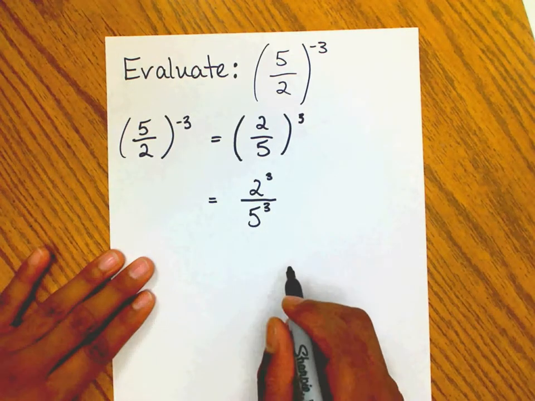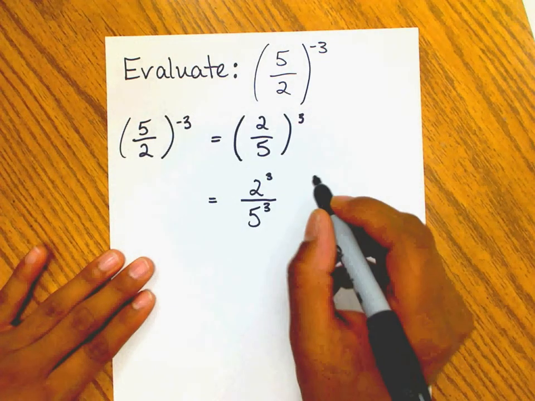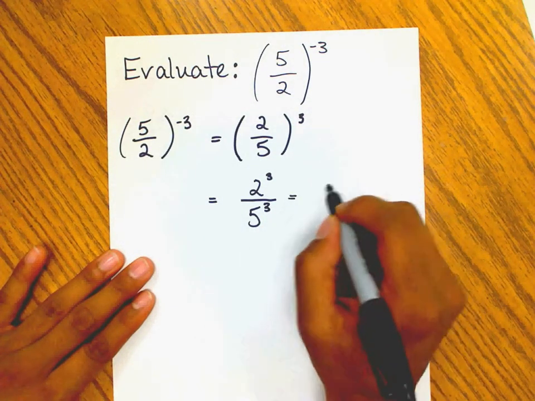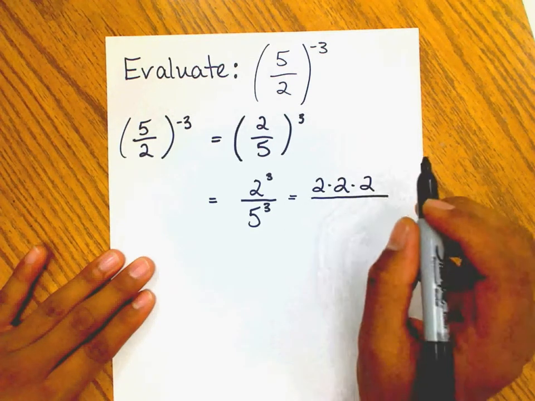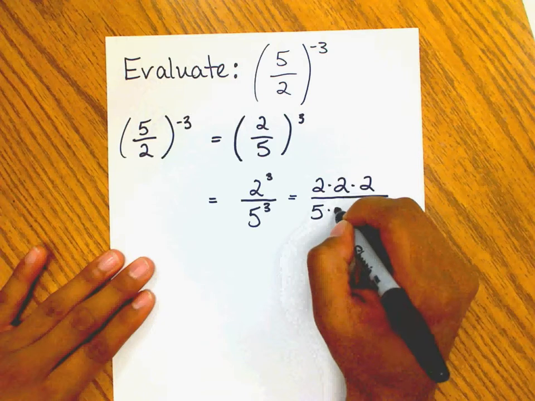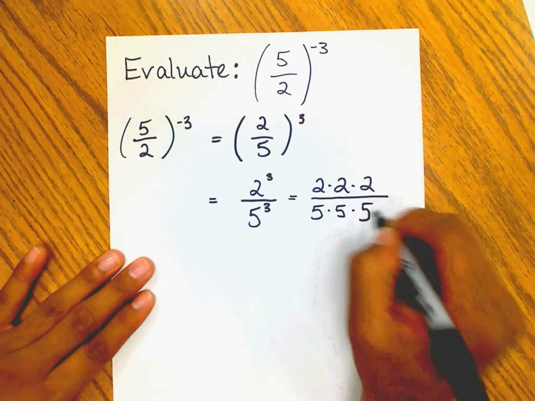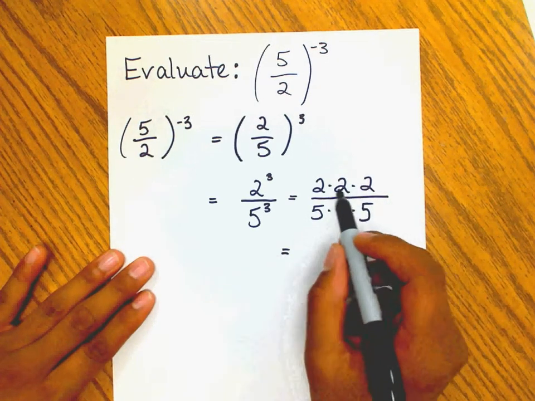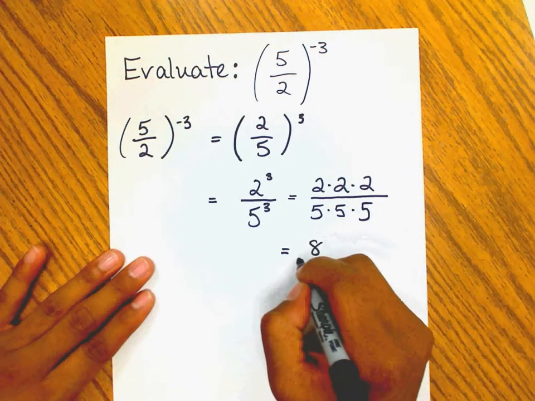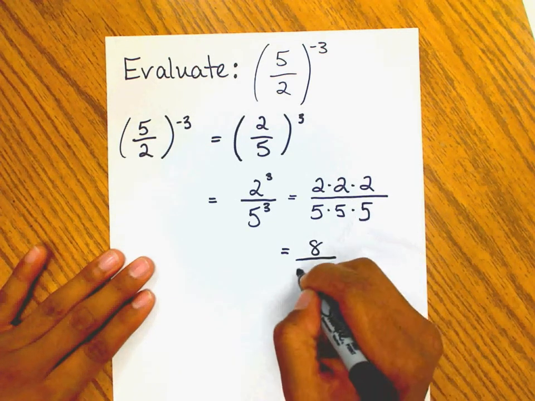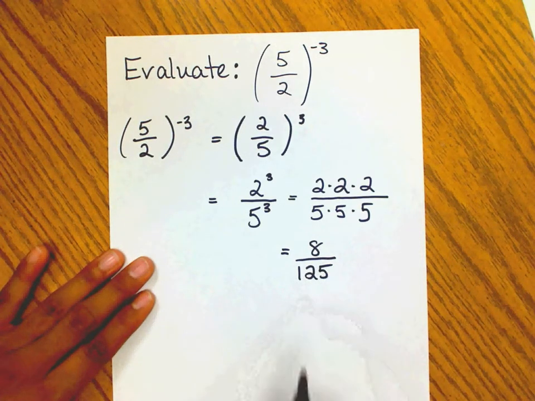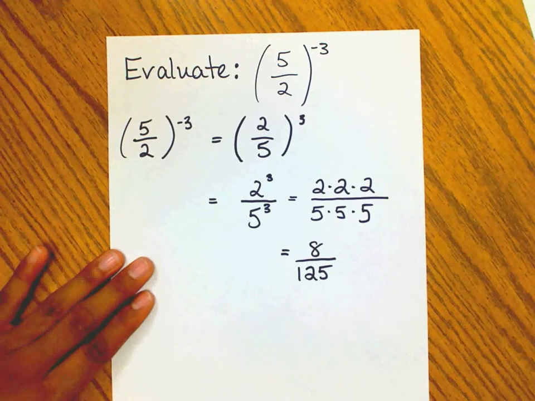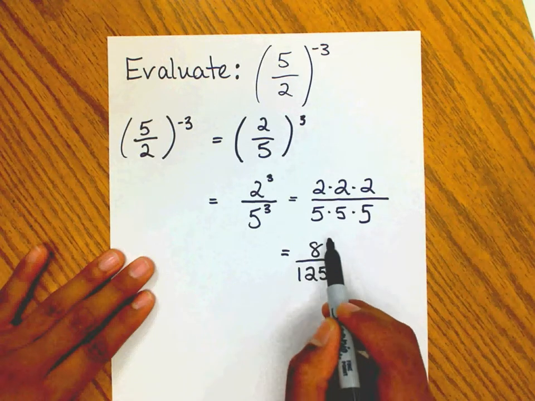I can go ahead and start evaluating. 2 cubed, we all know that means 2 times 2 times 2, and then 5 cubed is just 5 times 5 times 5. 2 times 2 times 2 is 8, and 5 times 5 times 5 is 125. We can't simplify that. They don't have any common factors. So this will be my final answer.